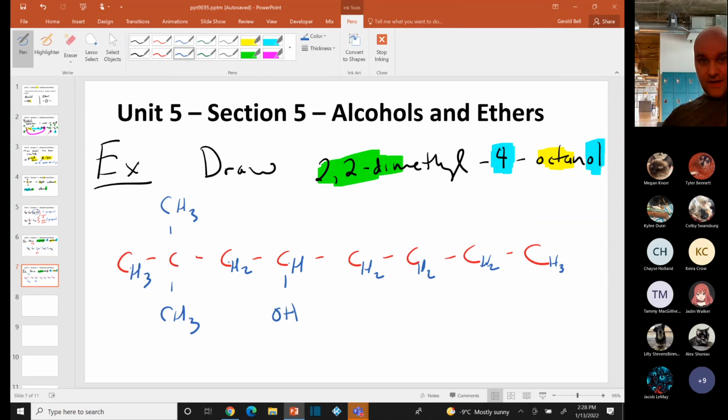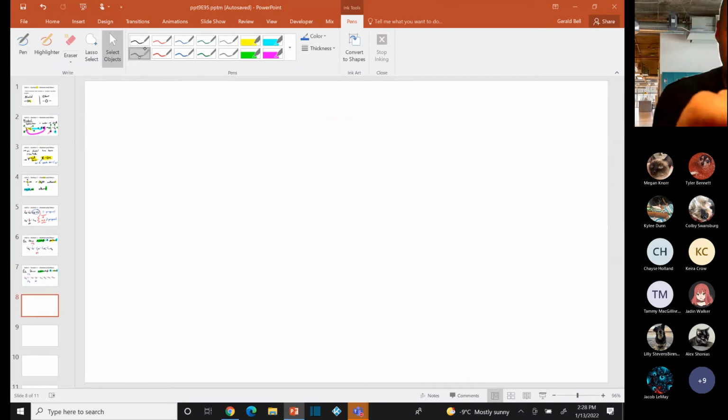Okay, so that's all I have to say about alcohols. Let's talk about ethers. I like naming ethers. That's maybe the easiest one we're actually going to do. It's pretty easy. So let's transition to an ether.